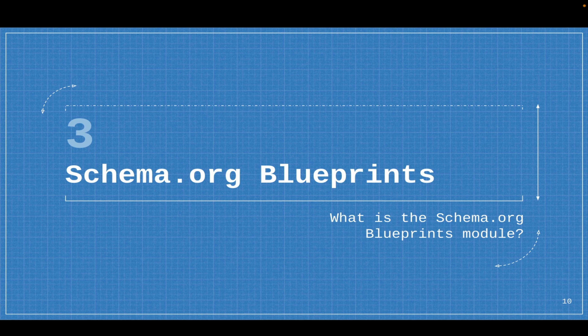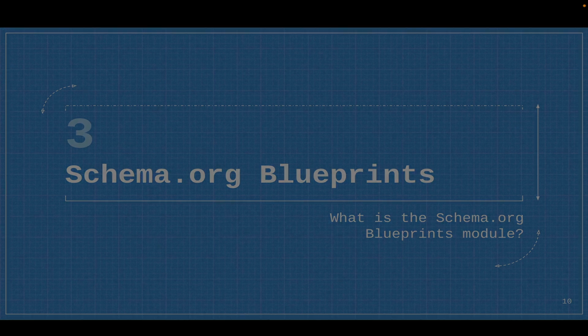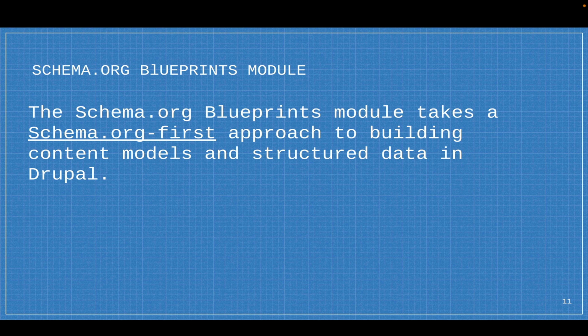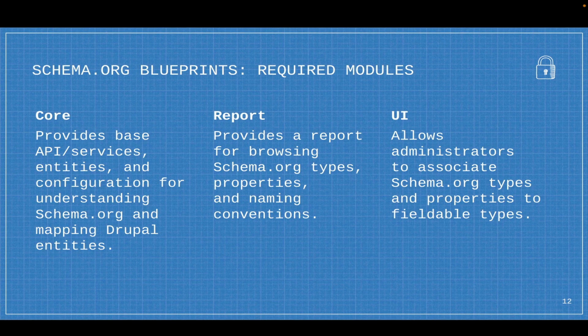People understand your data. So the schema.org blueprints module takes a schema.org first approach to building content models and structured data in Drupal. And the module, it's kind of a core, which is these three modules. They're pretty much required, but really only the core one's required. But the core pulls in schema.org data into Drupal, sets up some configuration entities, mapping types to understand that data. And then the report is showing that data in Drupal. What you saw on schema.org is now available in Drupal.